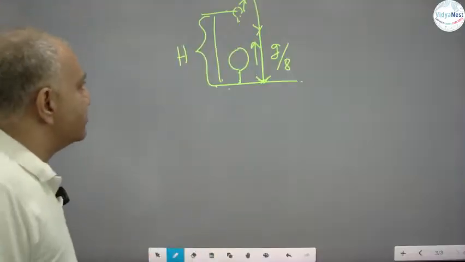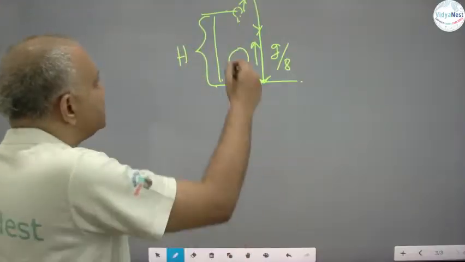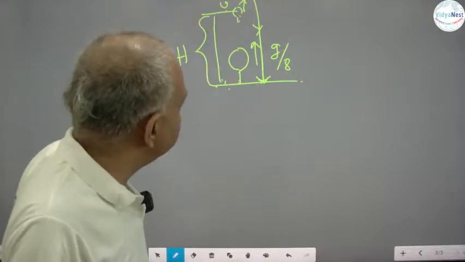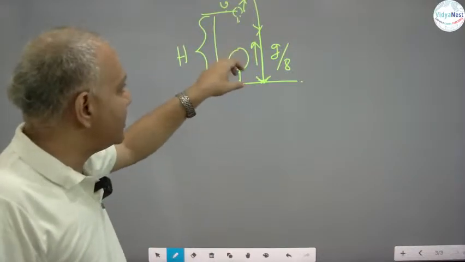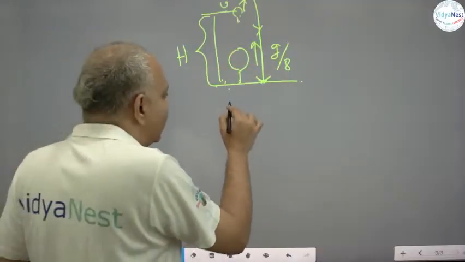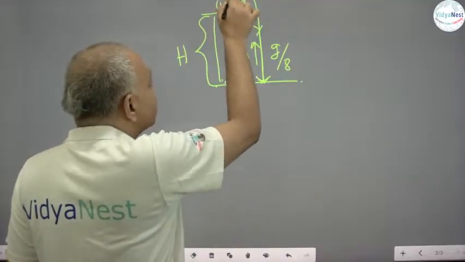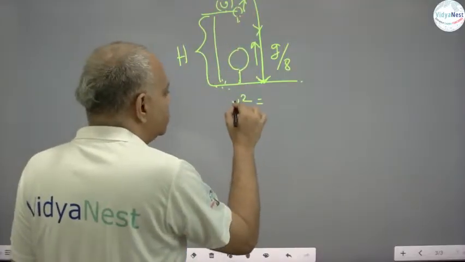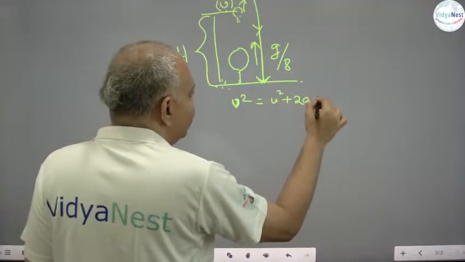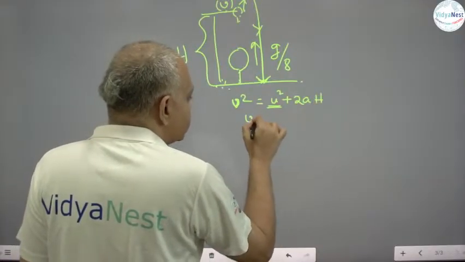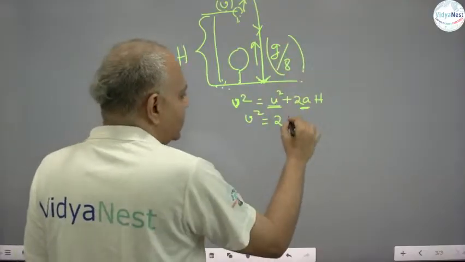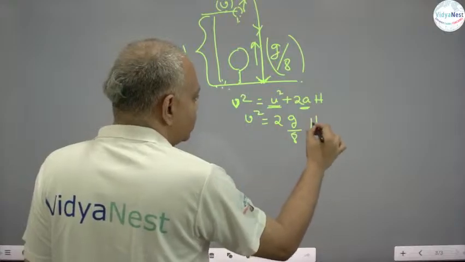Now see, first of all, we want to find the velocity that the balloon has achieved when it has gone to this position. We can assume that the balloon started with velocity 0, initially from rest. So if the velocity at height h is v, v square is equal to u square plus 2ah, with u equal to 0. What is the a? You can tell me, g by 8, isn't it? It is given g by 8 into h.